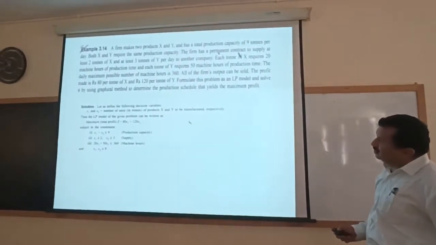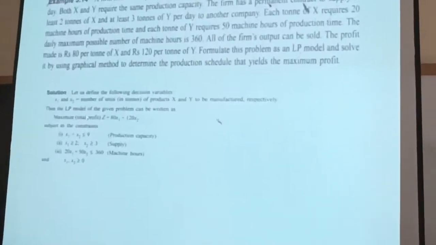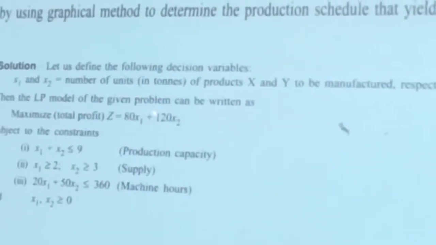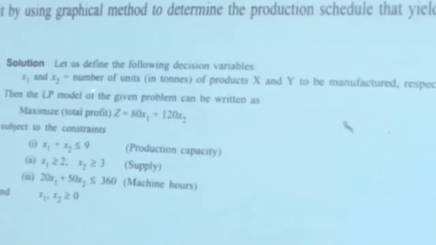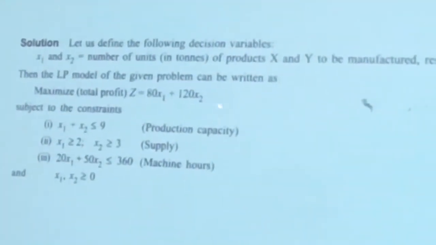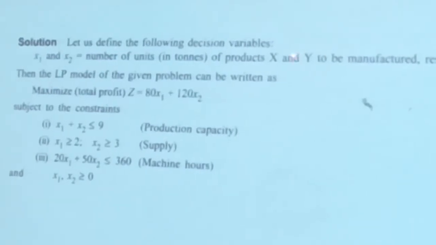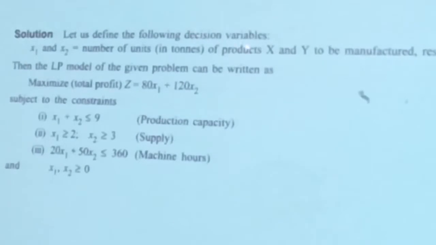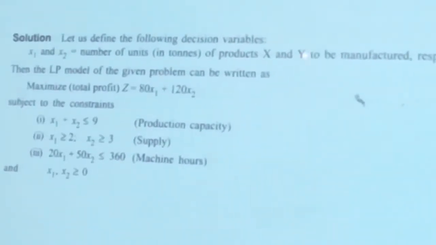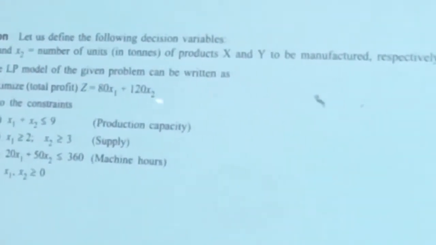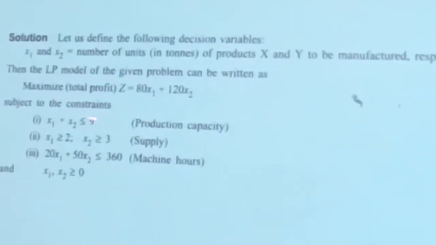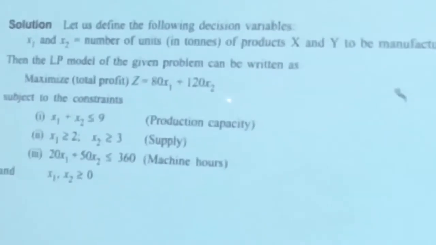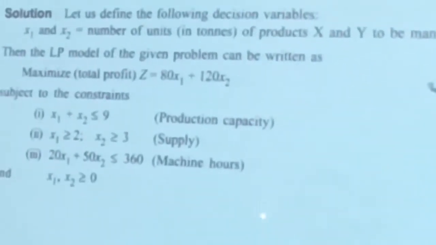So therefore, we have made this: maximize total profit Z equal to 80 X1 plus 120 X2. X1 is how many tons of the product X, and X2 is how many tons of the product Y to be manufactured. So X1 and X2 are called decision variables. This is the objective function. To maximize this function Z equal to 80 X1 plus 120 X2, we have certain constraints.